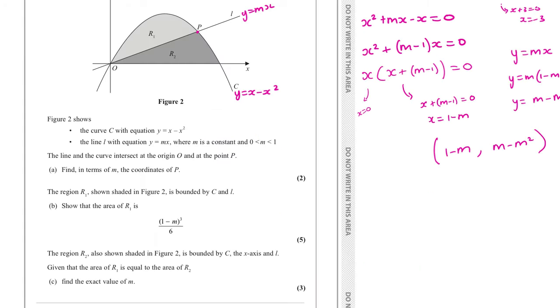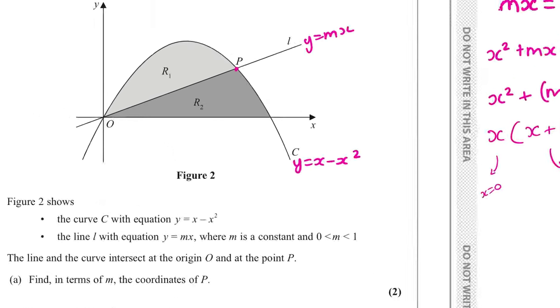Brilliant. Right, so it now says the region R1, shown shaded in figure 2, is bounded by C and L. Show that the area of R1 is this, okay? The region R2, also shaded in figure 2, is bounded by C and the x-axis. Given that the area of R1 is equal to the area of R2, find the exact value of m. Okay, sorry, I read too much into the question. Right, let's just stick with the first part.